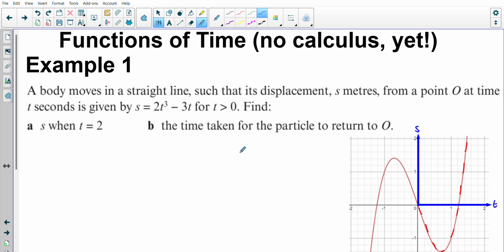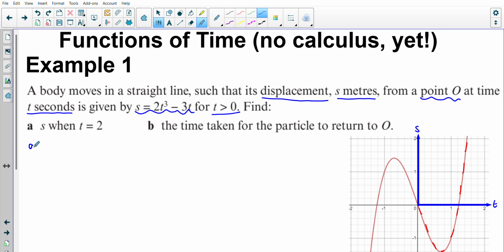First, we're going to look at the functions of time aspect of the chapter, so no calculus just yet. If I read the example, it says a body moves in a straight line such that its displacement s meters from a point O at time t seconds is given by this, and we've got a restriction here, t has to be greater than 0. And it says find s, the displacement, when t is 2.